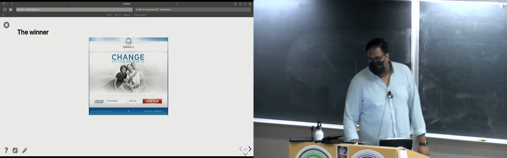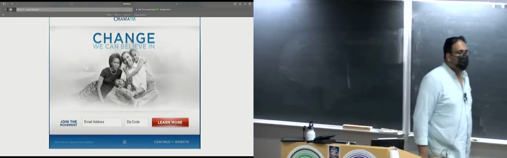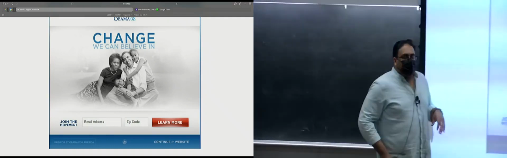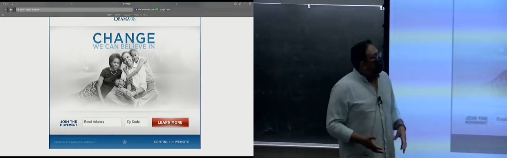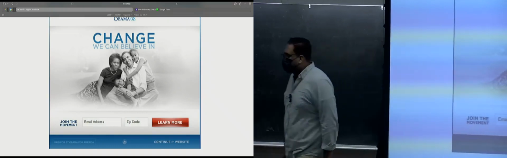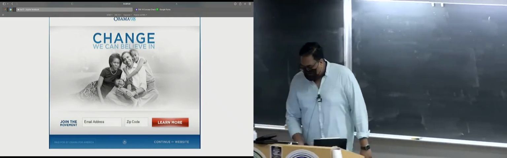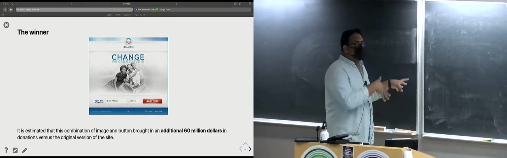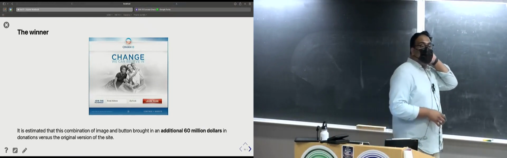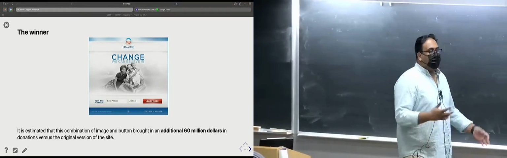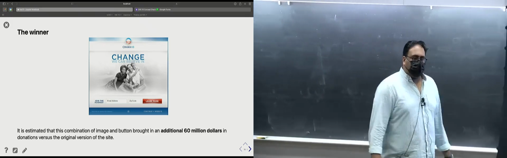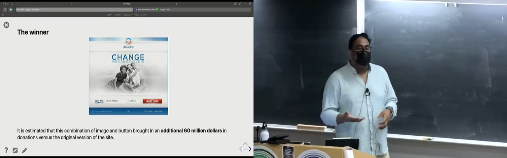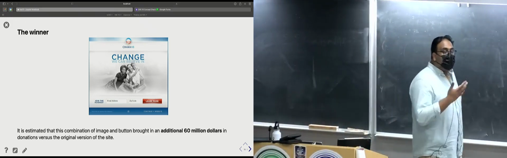Okay, and so this is the winning combination. And so also the picture is different than the one before. The picture before was, I think, him speaking at a rally or something like that, and this is one of his family. And this is the choice they ended up with, and it's estimated that by using this combination over whatever default they had before, the campaign brought in an extra $60 million of revenue that they used for ads and whatever else. Okay? And so what they did when testing different combinations of buttons and photos was A/B testing.